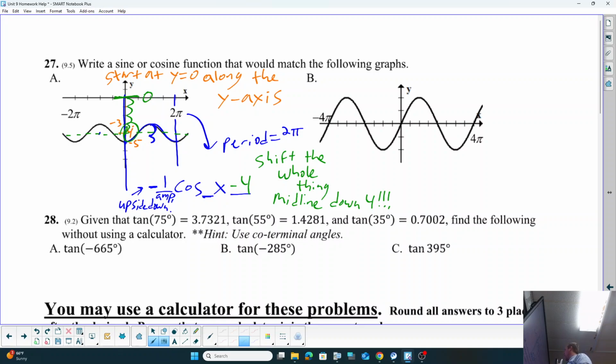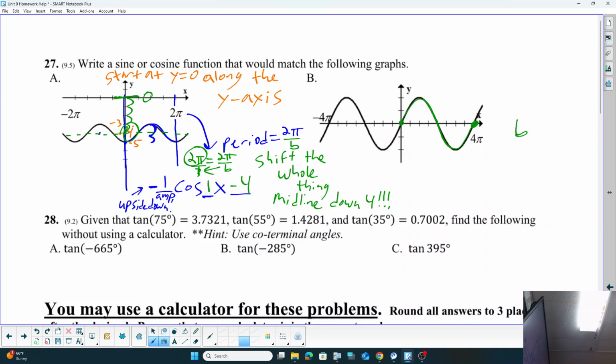Now the period is 2 pi, and the formula is 2 pi over the b value, right? So we say that 2 pi is the period, and it's 2 pi over b. Well, there's an invisible number already right here. What is it? That invisible number is going to be 1, because the period is 2 pi. It's just a 1.